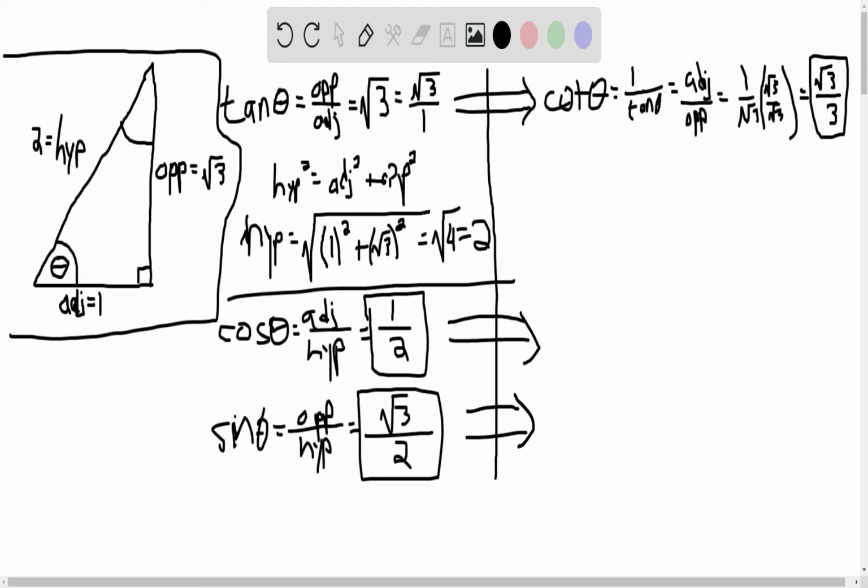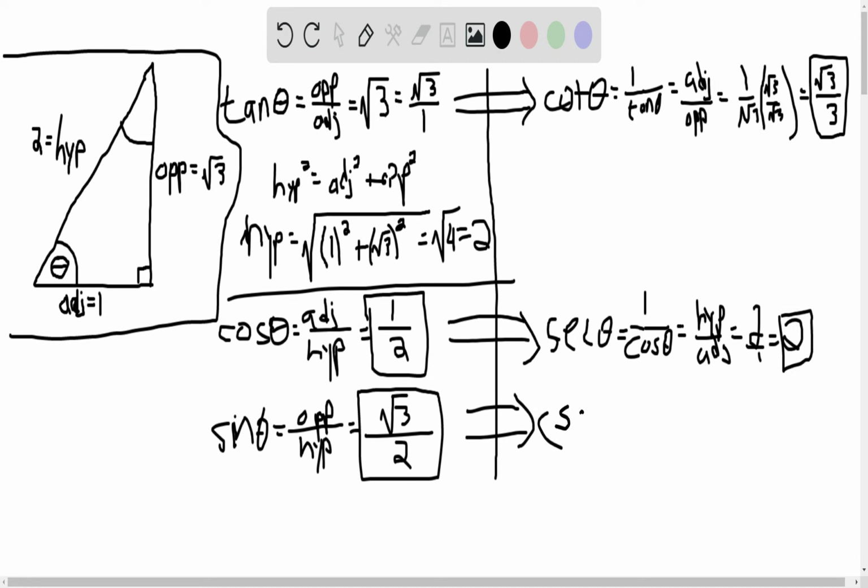Similarly, the secant and cosecant functions are just the inverses of the cosine and sine functions, and we will start with the secant. Secant theta is the inverse of the cosine theta, so we can flip adjacent over hypotenuse, and that gives us hypotenuse over adjacent, and that is 2 over 1, which equals 2.